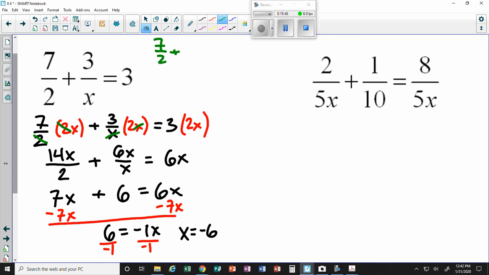Alright, so let's check it. 7 halves plus 3 over negative 6 equals 3. So I got two options. I can come up with a common denominator, so I can add the two fractions on the left, or I can realize, hey, look what happens. 3 over 6 reduces to what? Negative 1/2. So what's 7 halves plus negative 1/2? 6 halves. Well, what's 6 halves? 3. So 3 equals 3. It works.